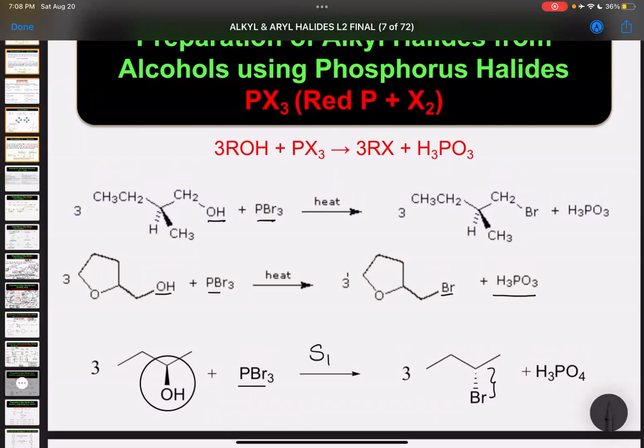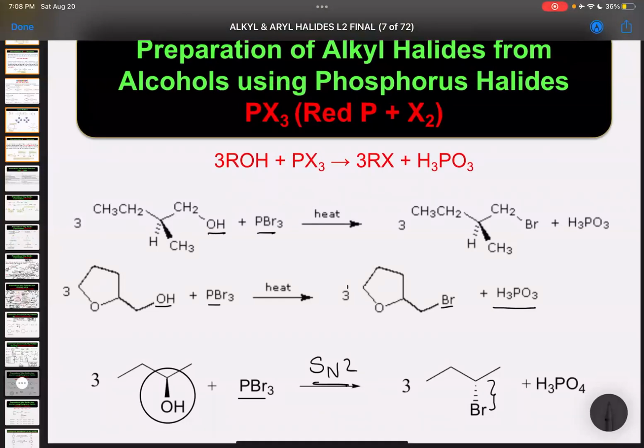So this is SN2, right? Mohammed, is it clear or not? Any doubts?